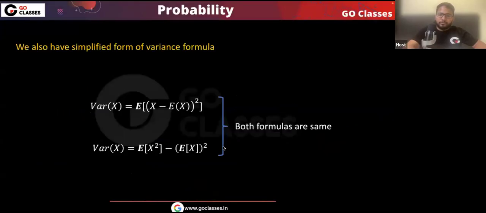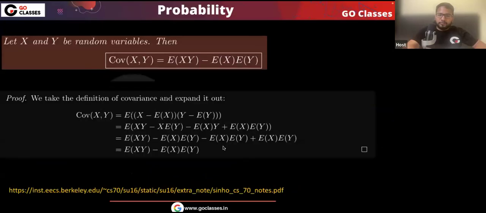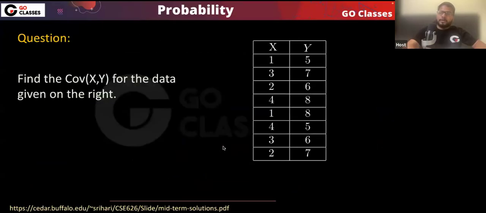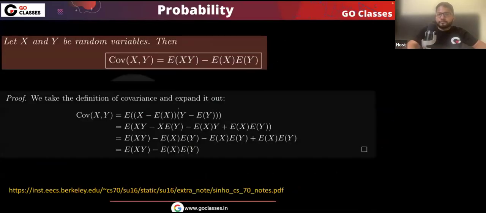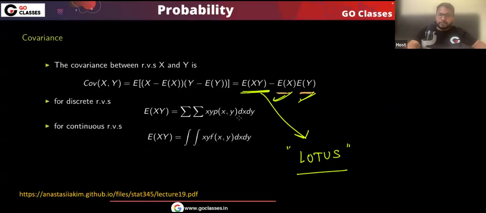Now let's see how to find the covariance for this particular given sample data. So what is the formula of covariance? Just to revise, this is the formula: expectation of xy minus expectation of x into expectation of y. Either you do this or you can do this. Anything is fine. These are the two formulas, and based on your convenience, you can use either.